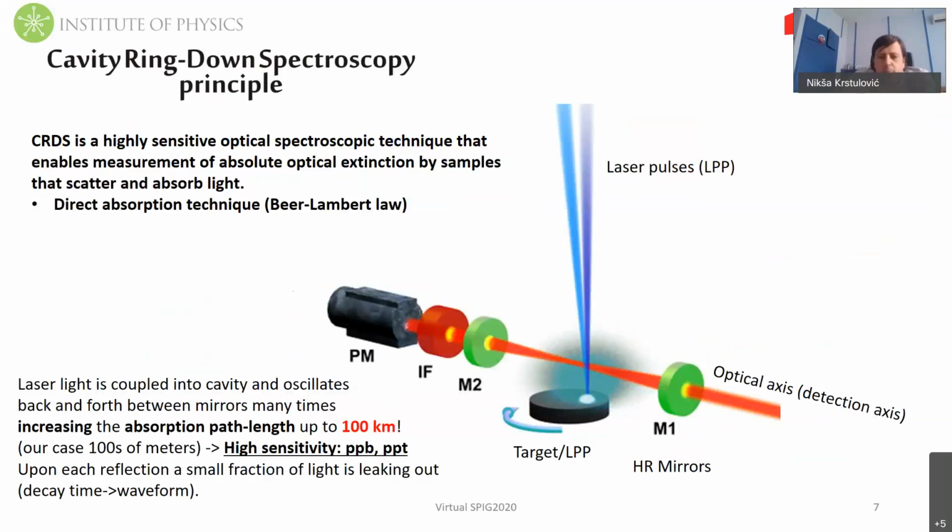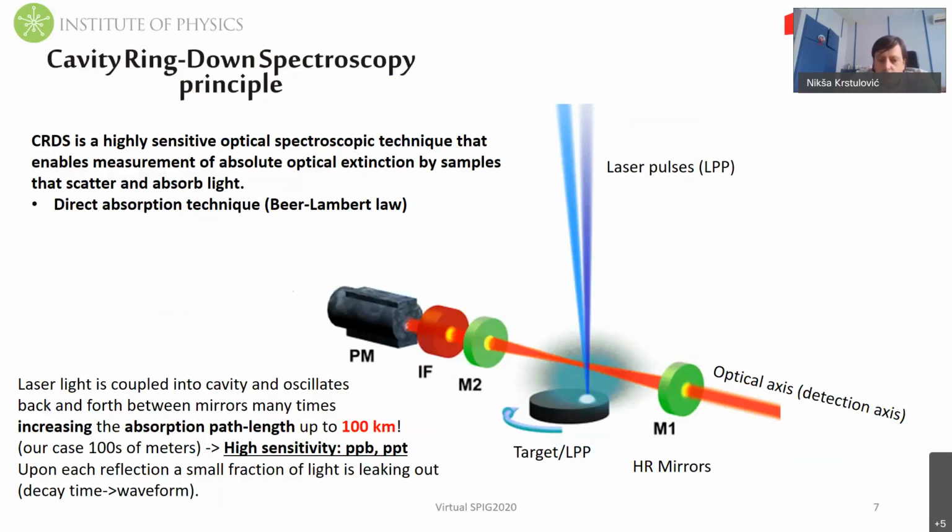So the experimental setup for cavity ring down spectroscopy is based on an optical resonator defined by two highly reflective mirrors. There is a tunable laser source, target, plasma, and a photomultiplier tube or some other detector, which can also be a CCD camera. Once a laser pulse enters the cavity, it oscillates back and forth many times, increasing the absorption path length in some perfect cases up to 100 kilometers.